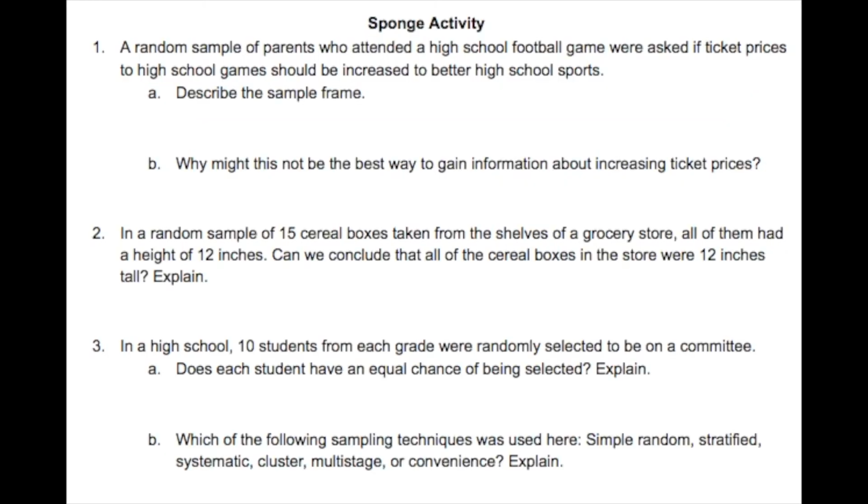Now time for the sponge activity. We have a few questions here, and I want you to answer them to the best of your ability. Number 1, a random sample of parents who attended a high school football game were asked if ticket prices to high school games should be increased to better high school sports. I want you to describe the sample frame, and then why might this not be the best way to gain information about increasing ticket prices.